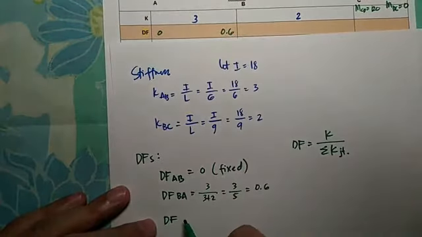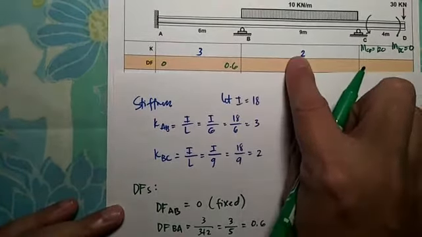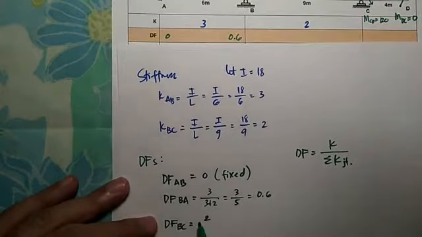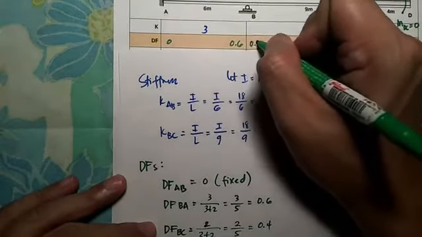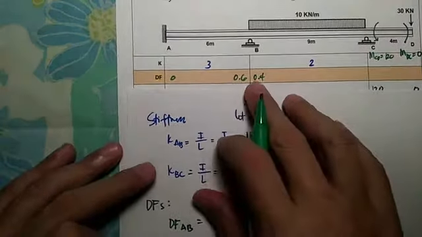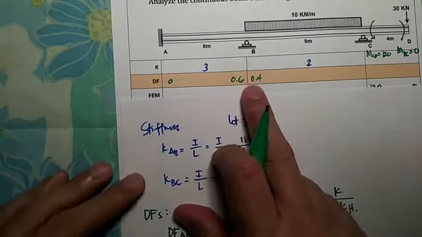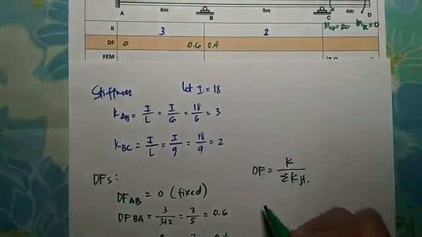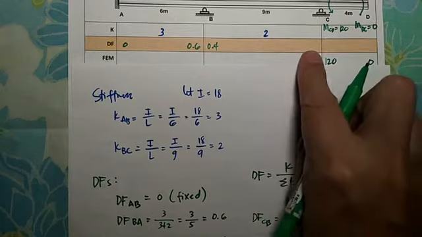Here, the DF on BC is 2 divided by the summation at that joint, so 2 over 3 plus 2. That's 2 over 5, so that's 0.4. The summation of the DFs at the joint is always equal to 1. That's one way of checking your DFs. Okay, how about here? What's the DF here? That would be the DF on CB. What's the DF on CB? The DF on CB is 2.